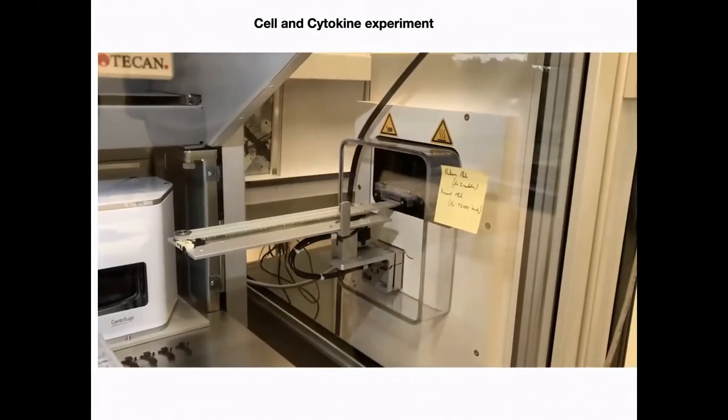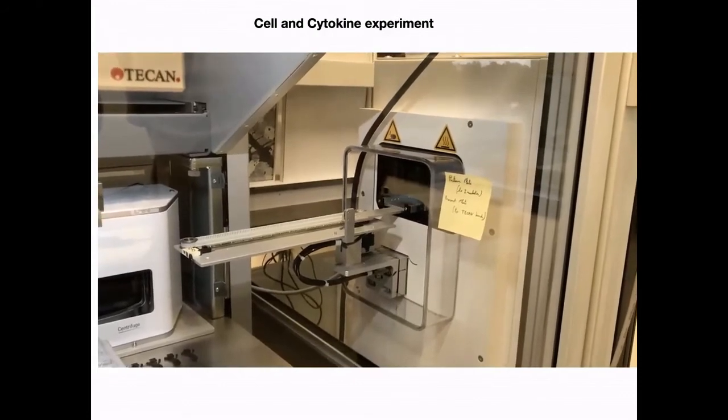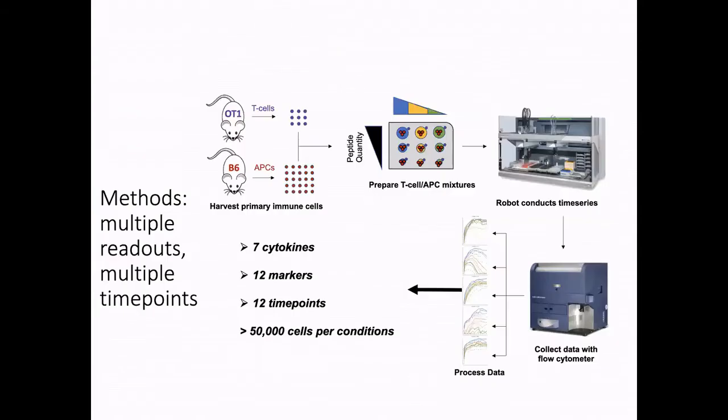It takes a lot of work to design, but once you have something like this, we're working on classical OT1 mouse immune cells. You take T cells and APCs, antigen presenting cells, and then you mix them at different concentrations. You have very high control on how you can measure this. These are going to be different conditions, with different quantities and different strengths of antigen. You put that in a robot for 1 week.